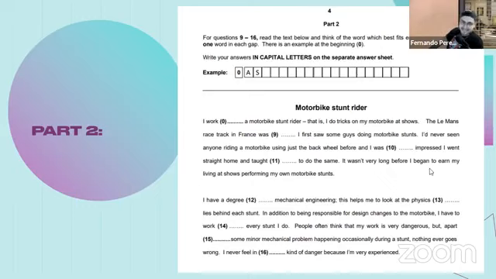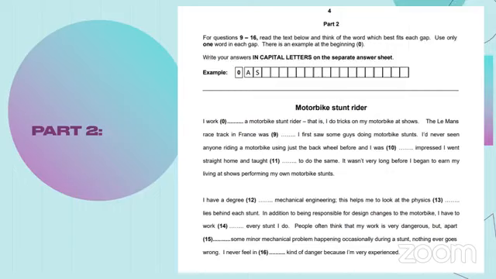Nice. So let's go through your answers. The Le Mans race track in France was, according to my answers, where. So everybody who wrote where, you are correct. You were the only one you missed. That's okay. It was the Le Mans racetrack in France was incredible.